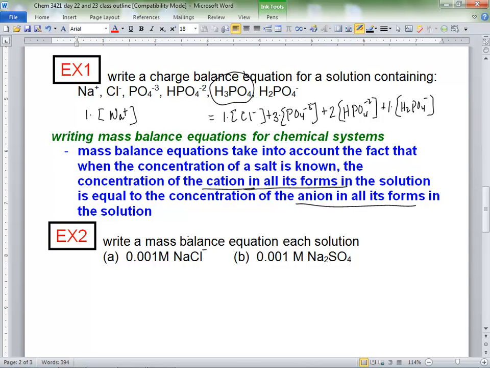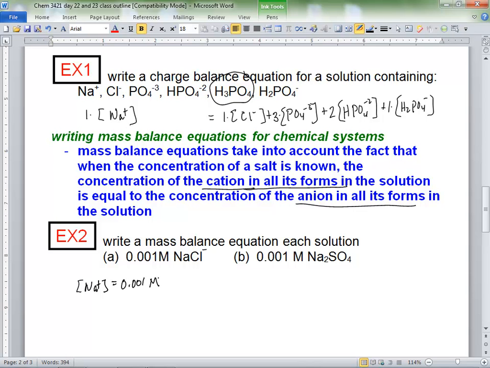So it's a lot of English to write just this, but it will help when we get into things more complicated. The concentration of sodium in all its forms has to be 0.001 molar. The concentration of chloride in all of its forms has to be 0.001 molar.